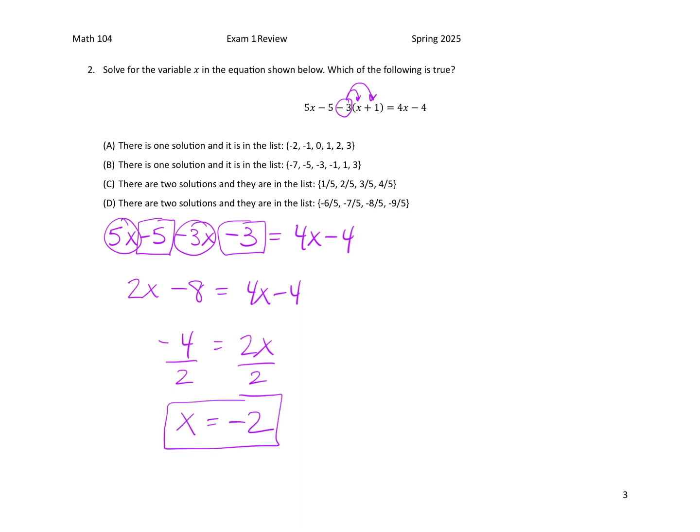So there's only one solution, x equals -2, so I can eliminate the two options that say there's two solutions. And then I want to look for the -2 in these lists. Okay, so there's one solution, and it is in one of these lists. Here's my -2. Okay, so the answer choice is A.